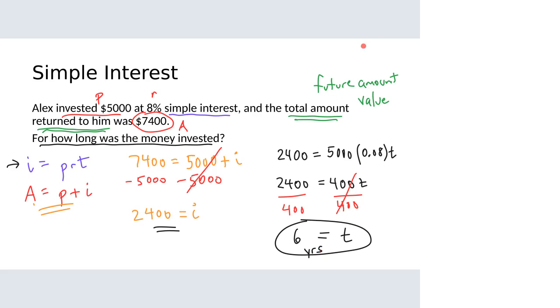The first thing we had to do was avoid reading this question and just making the assumption that this is the amount of interest that was earned, because it's not. This was the amount of money they gave back to Alex at the end. So it was the future value. If I know the future value and I know the principal, I can find the interest. And then once I found the interest, now I can use my simple interest formula to figure out how long the money was invested for.